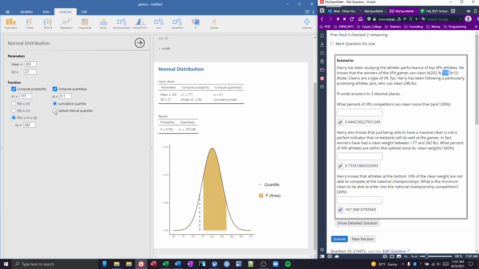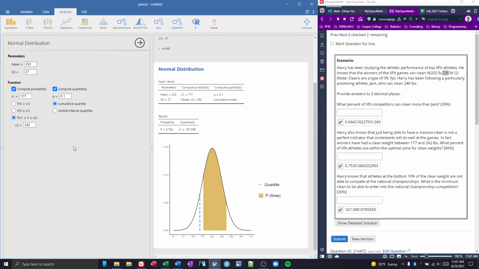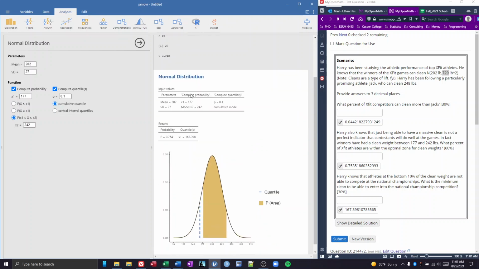Now, if you do the central interval quantiles, this tells you where the middle 10% is, or the middle 20% if we were to change this quantile. And it'll give you the bounds for where that quantile is residing. But anyhow, that's how we can use Jamovi and this Distrib and a little bit of the R editor to help us out in determining these normal distribution questions.